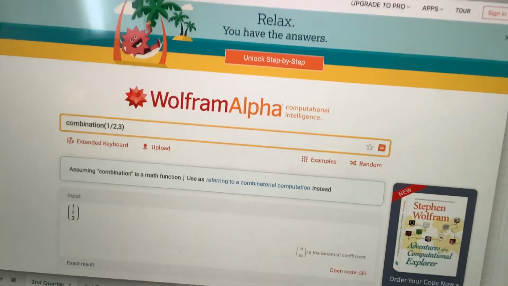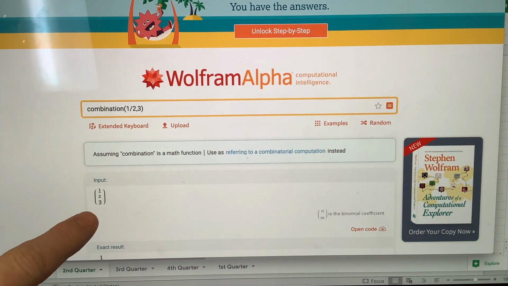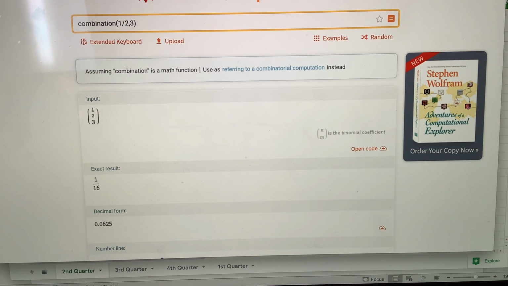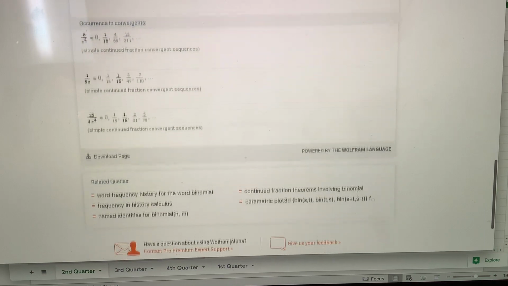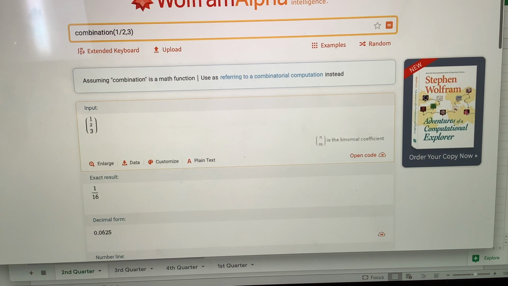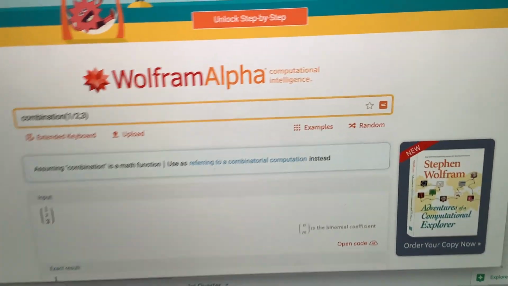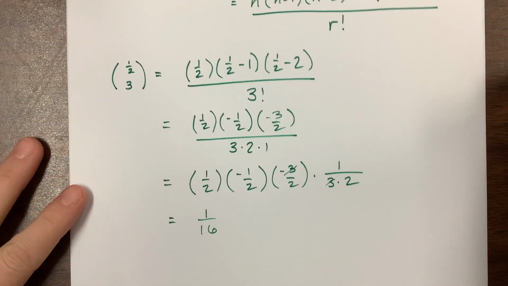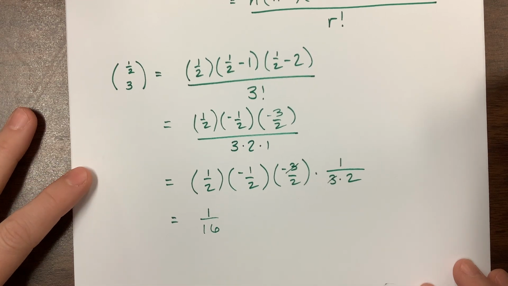So I went to Wolfram Alpha and I plugged in a combination of 1/2, comma 3, and here's how they inputted it, and they just got the value of 1/16. And there's the decimal form. They have all this other stuff, but the short answer is your calculator won't tell you how to do this. You have to know how to do it, but Wolfram Alpha can let you know if you're correct or not. So luckily, I got the same thing Wolfram Alpha did. I would encourage you to go practice these, and wrap your head around this.